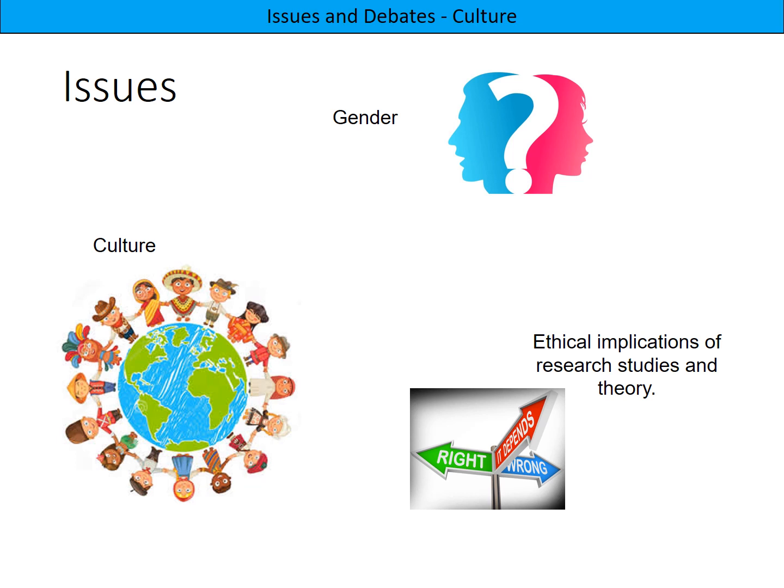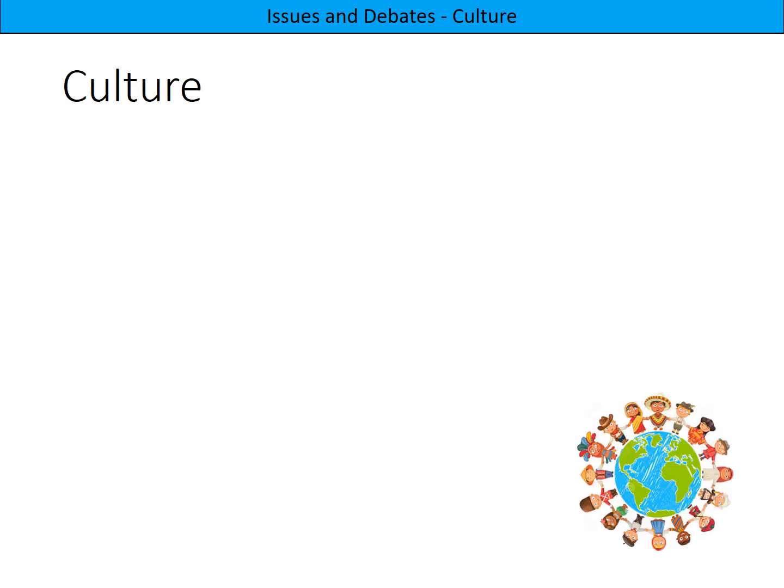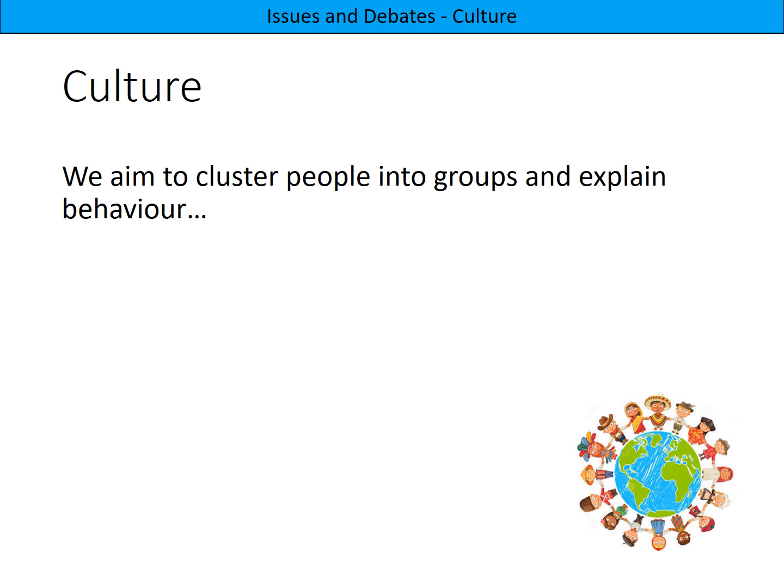Ethics, obviously, we've spent quite a lot of time looking at in year 12. You should be aware of the relevant ethical issues, but also looking at socially sensitive research. So if you're using, say, for example, participants who have eating disorders, that might be a socially sensitive piece of research. So moving on to our culture topic.